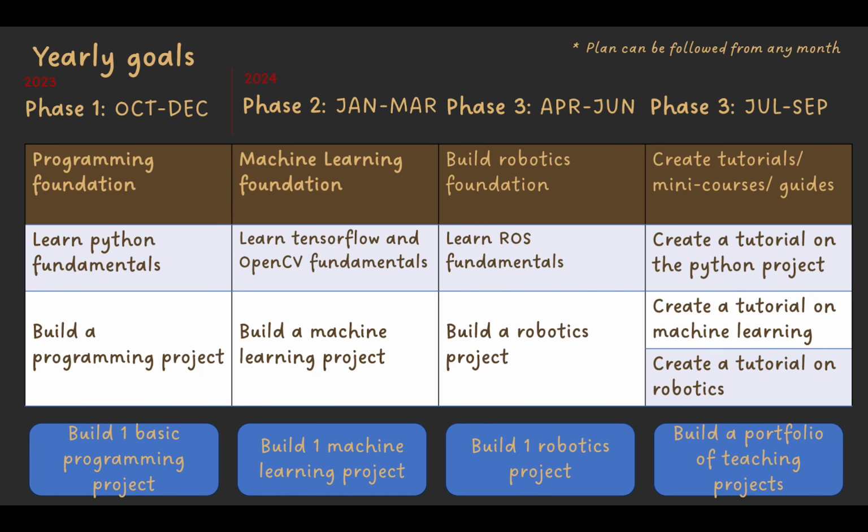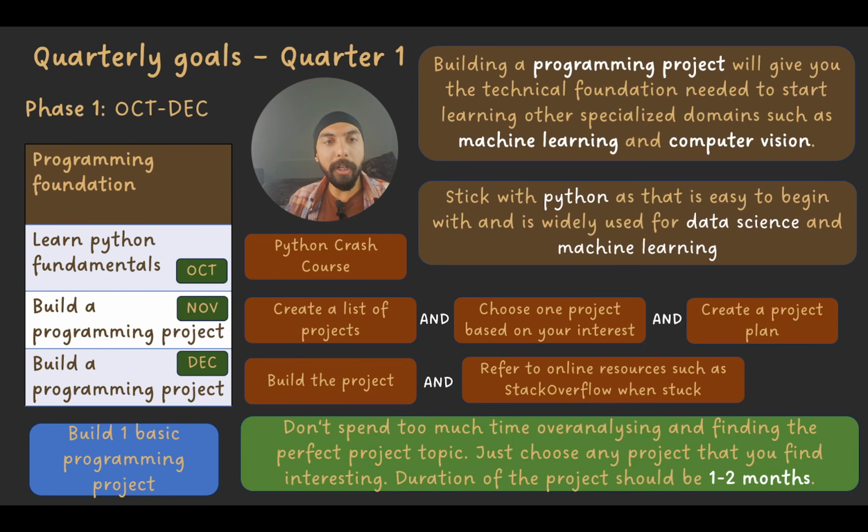And then the last quarter would essentially be dedicated to creating tutorials on the Python project that Peter built, and creating a tutorial on machine learning project, and also a tutorial on the project that he created. So essentially creating guides or mini courses or tutorials on all the projects that he created, and really explore what is his niche. Does he really enjoy teaching more machine learning related projects or concepts, or does he enjoy more working with ROS and creating ROS tutorials, ROS educational materials, and so on? So that is how the yearly plan is structured.